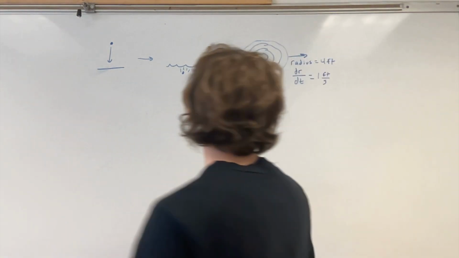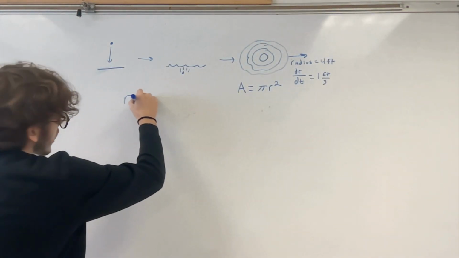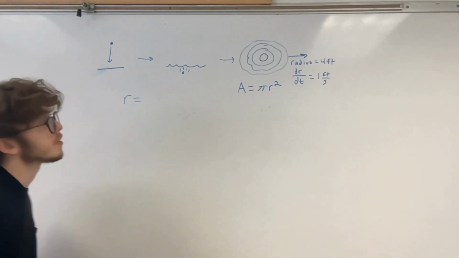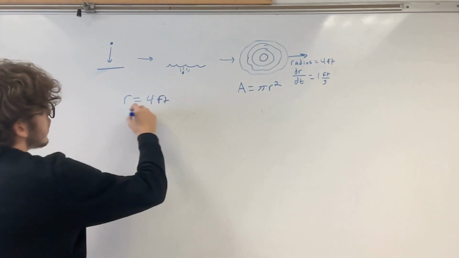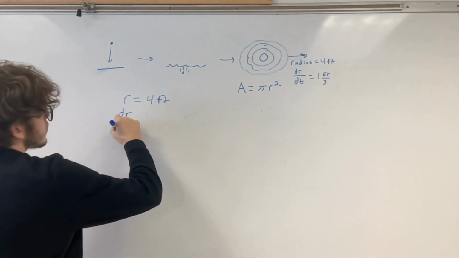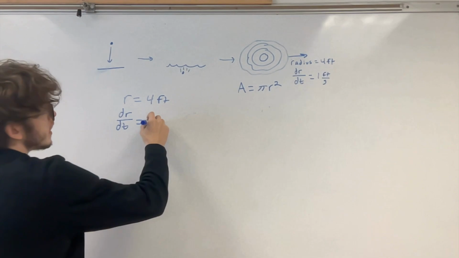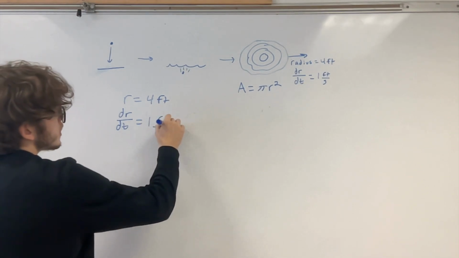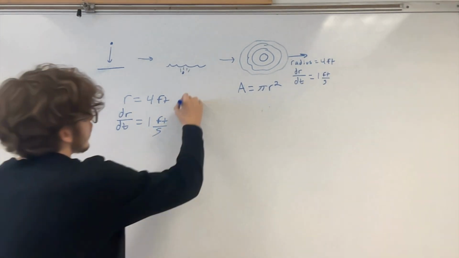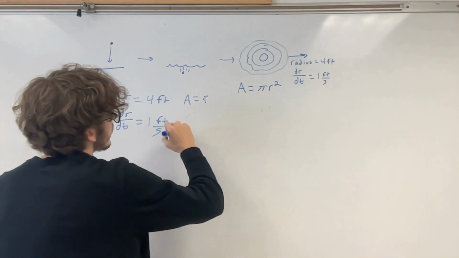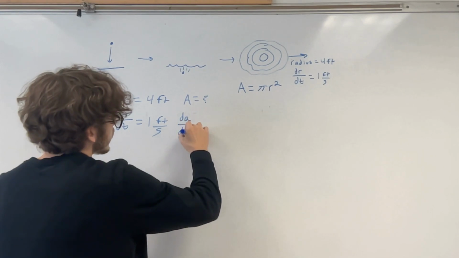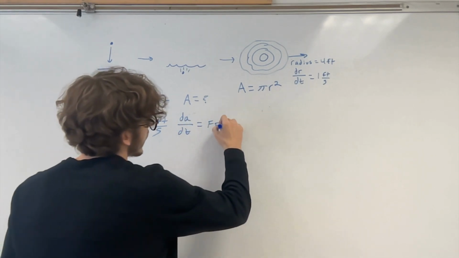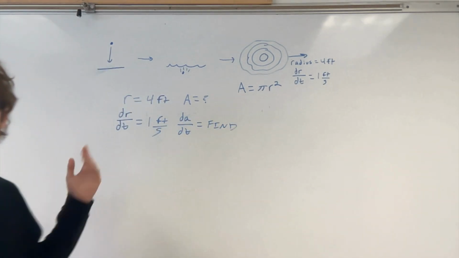So let's define our variables here. We're going to be using area equals pi r squared, radius equals 4 feet. Change in radius per change in time, that instantaneous rate of change, is 1 foot a second. Area, we do not know. And change in area over change in time is what we want to find. So this is what we're working with here.